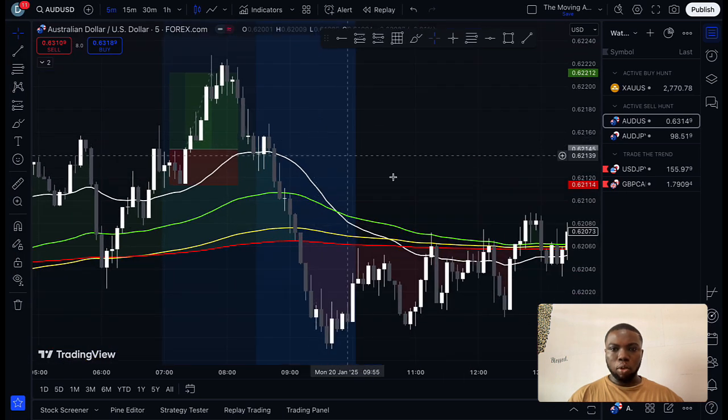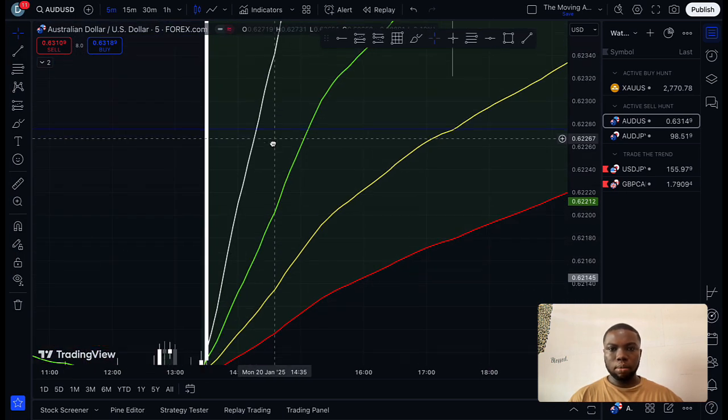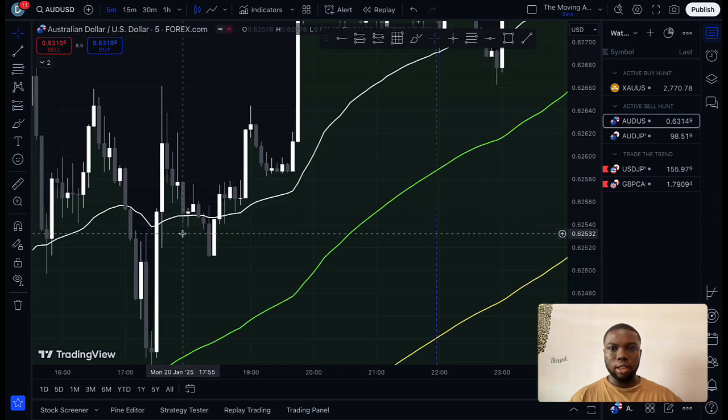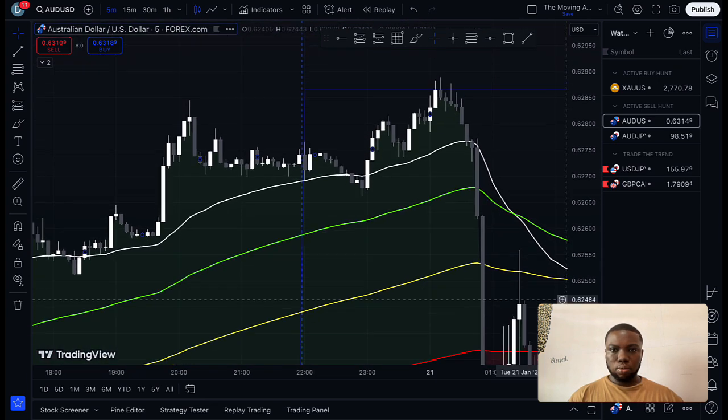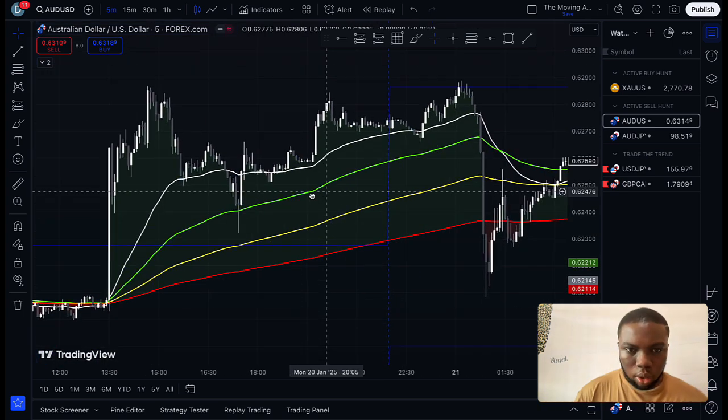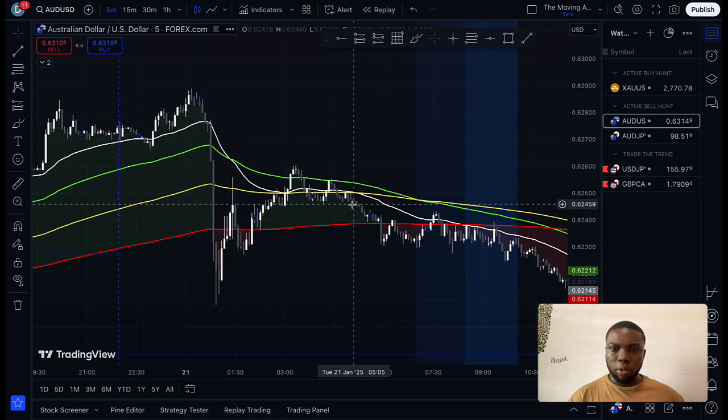And then moving on, there was news at this time. It gave a very strong spike. Make the chart smaller so it's easy to follow. So a spike, and then we keep moving.